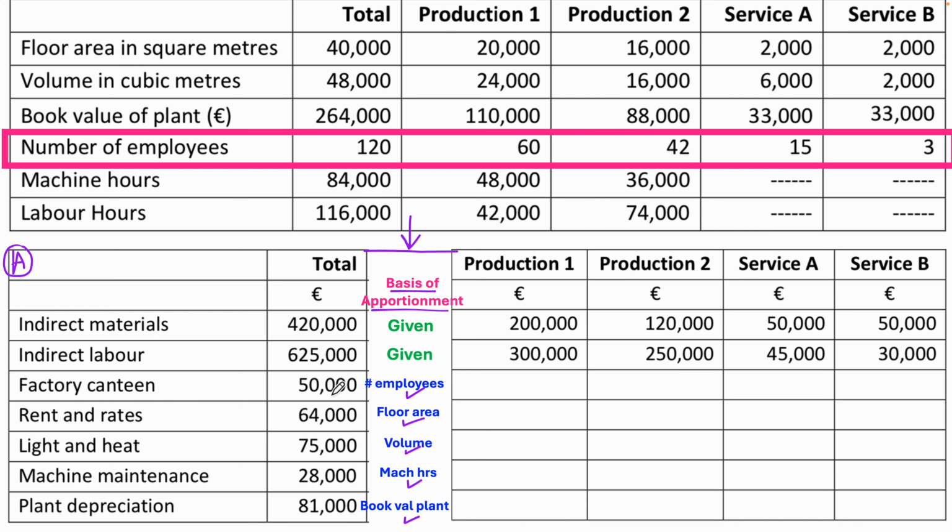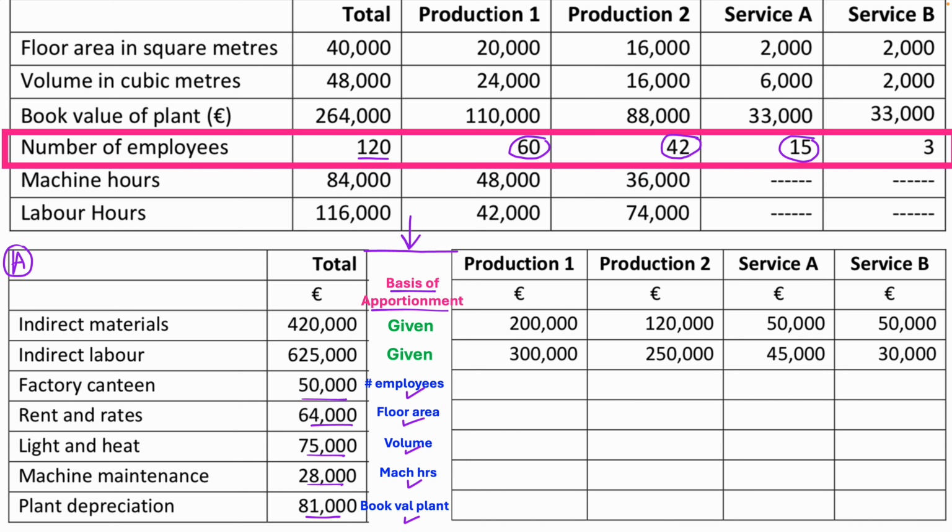Then what we're going to do, we're going to split up the 50, the 64, 75, the 28 and the 81 using the basis of apportionment that we've decided and using the information from the second table in your question. So if we look at factory canteen, we decided we were going to split it up using the number of employees. So there's 120 total, 60 in production 1, then 42 in production 2, 15 in service A, and 3 in service B.